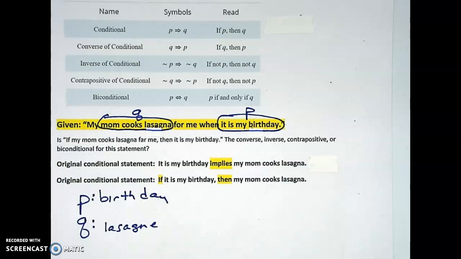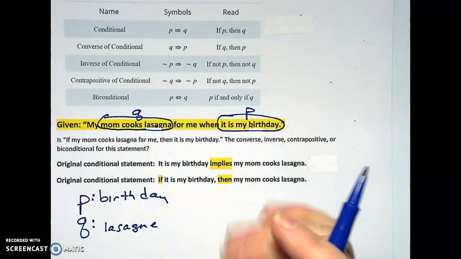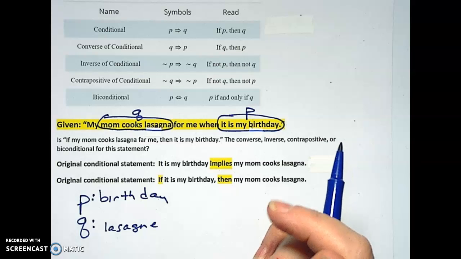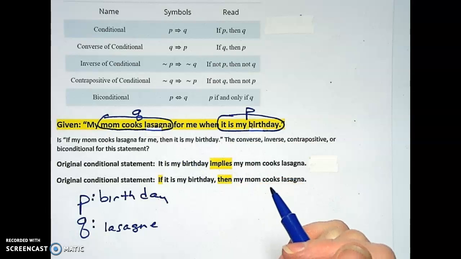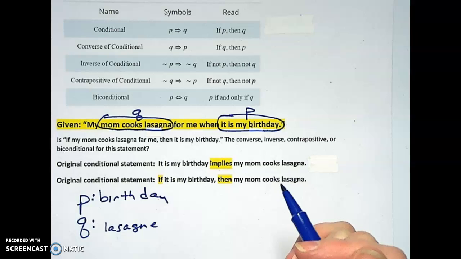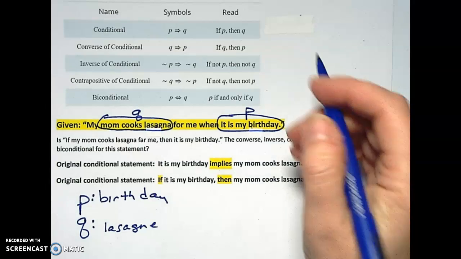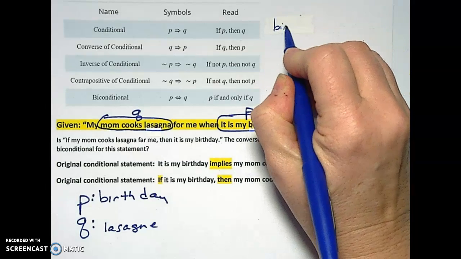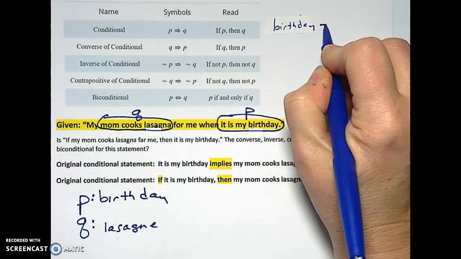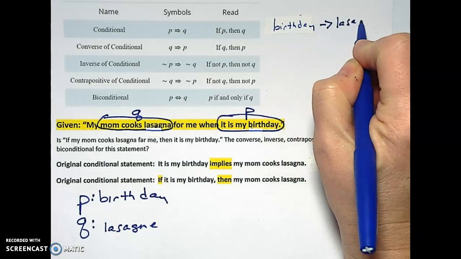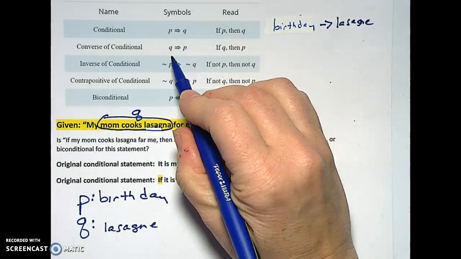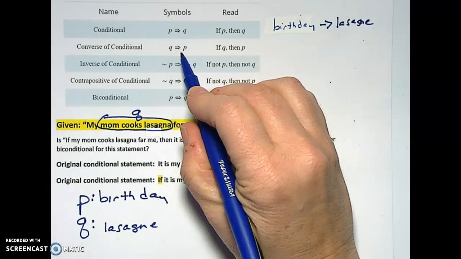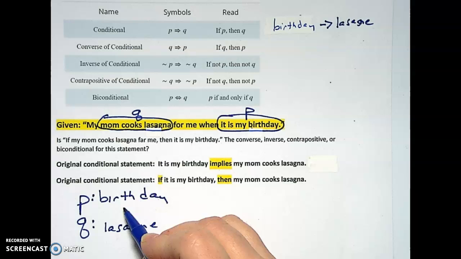Whatever you need to do. I feel like these are so much easier when you just actually get out a piece of paper. So since the original statement is the birthday implies lasagna, then we need to figure out what the converse, inverse, and contrapositive all look like. So here we've got birthday. The original statement is birthday implies lasagna. Am I still on the screen? Yes, good. And then the converse would be Q implies P, so lasagna implies birthday.